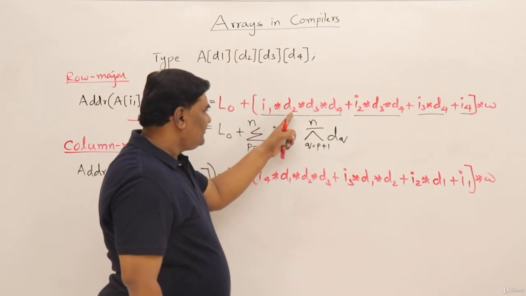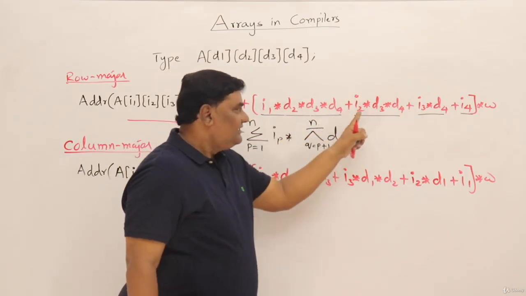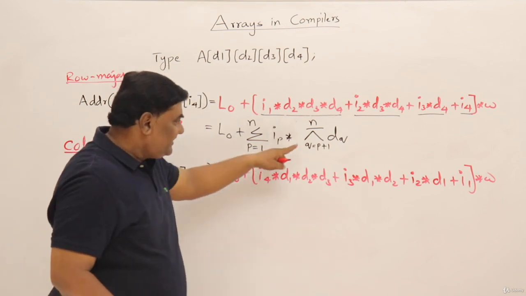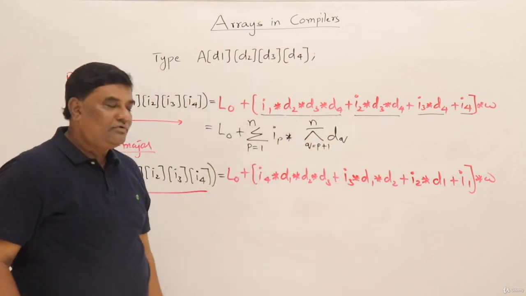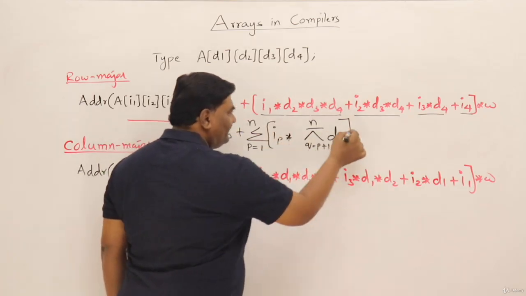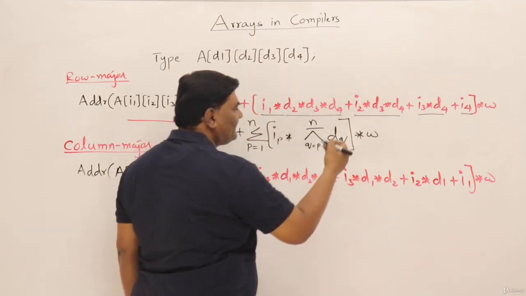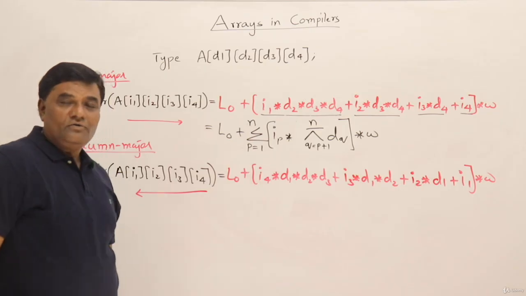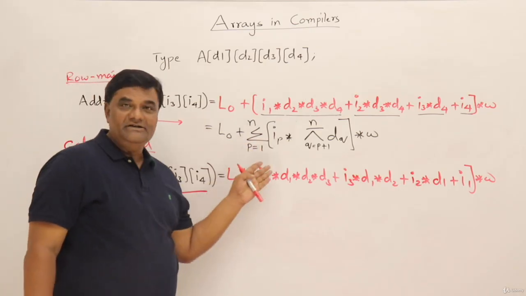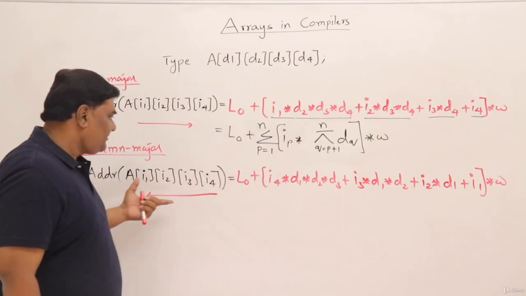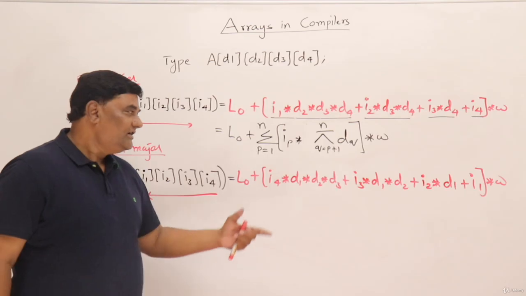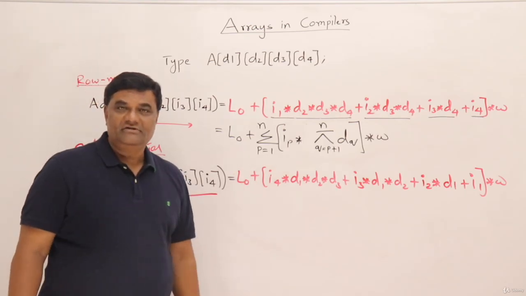So it is going from 2 to 4, 3 to 4. So this is 2, so 3 to 4. This is 3, so 4 to 4. So q takes the values from p plus 1 to 4. And this whole thing should be multiplied with W. So this is the row major formula in general form for n dimensions. Similarly, you can prepare a formula for column major mapping for n dimensions. So try this formula by yourself.